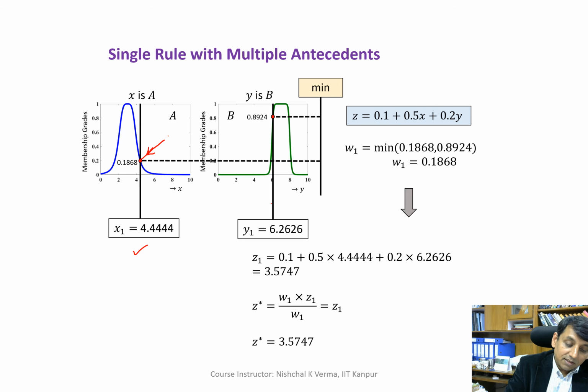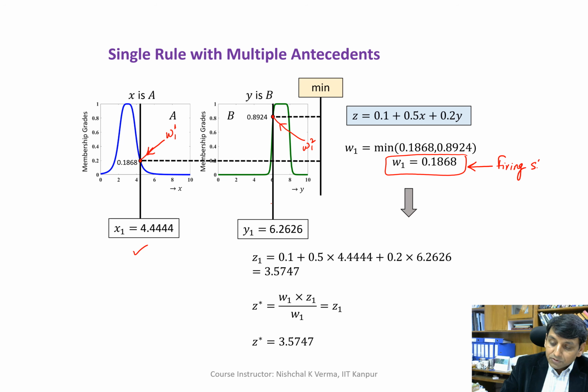We see the corresponding points of intersection, and this is designated as W11, and this is designated as W12. Within these we take the min because we use the connective AND. If we had used the OR connective, then here we would have taken the max. This gives us again the firing strength of the rule. It is also called the weight.